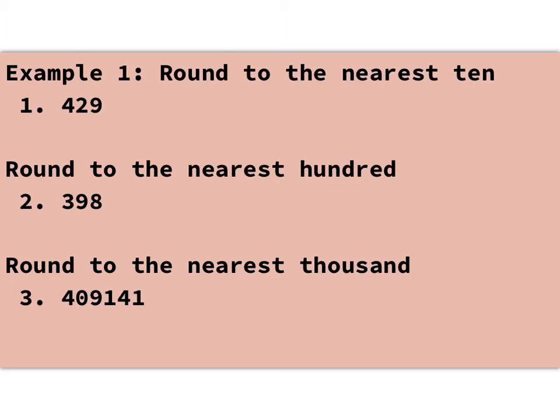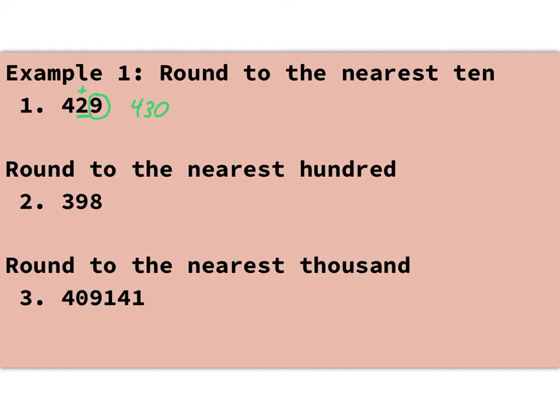Okay, so let's look at our examples here. Round to the nearest 10. So let's look at our 10. We look at the number to the right of 10, and this will tell us what to do. The number to the right of what we're rounding to is 9. It's between 5 and 9, so we would increase. We would add 1 to the 2. So rounding to the nearest 10 of 429 goes to 430.